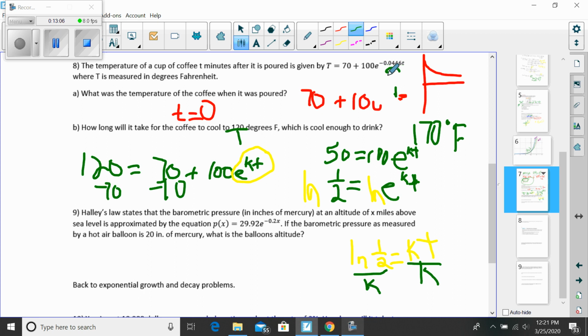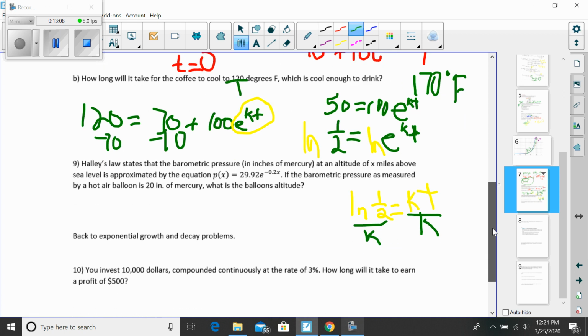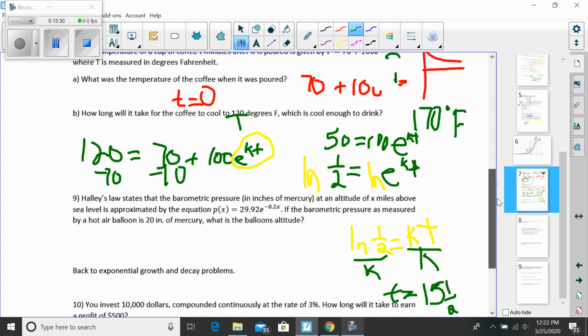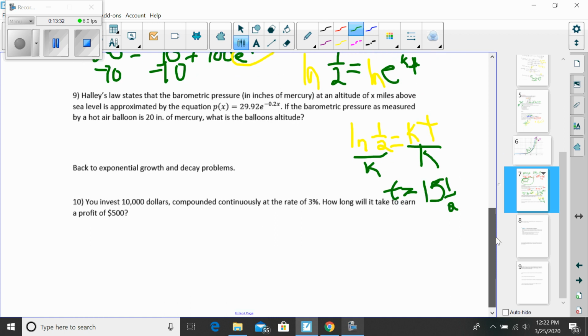Okay, so k comes from up here, and so t is equal to, so when I compute that, I get 15.54. So let's call it about 15 and a half minutes, which seems kind of long. I don't think I've ever waited 15 and a half minutes after pouring myself a cup of coffee to start sipping on it, but that's how those numbers compute.